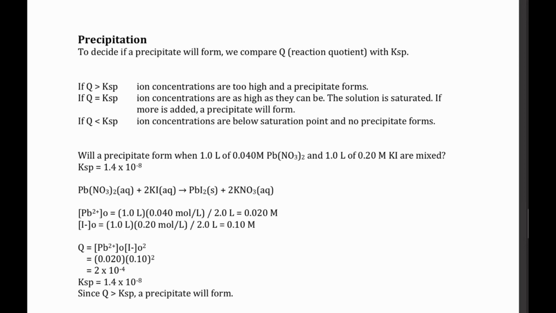Those are our initial concentrations. So Q is Pb2+ initial times I- initial squared. So we have 0.020 times 0.10 squared. We get Q to be 2 times 10 to the minus 4. That is substantially greater than KSP, and since Q is greater than KSP, a precipitate will form.